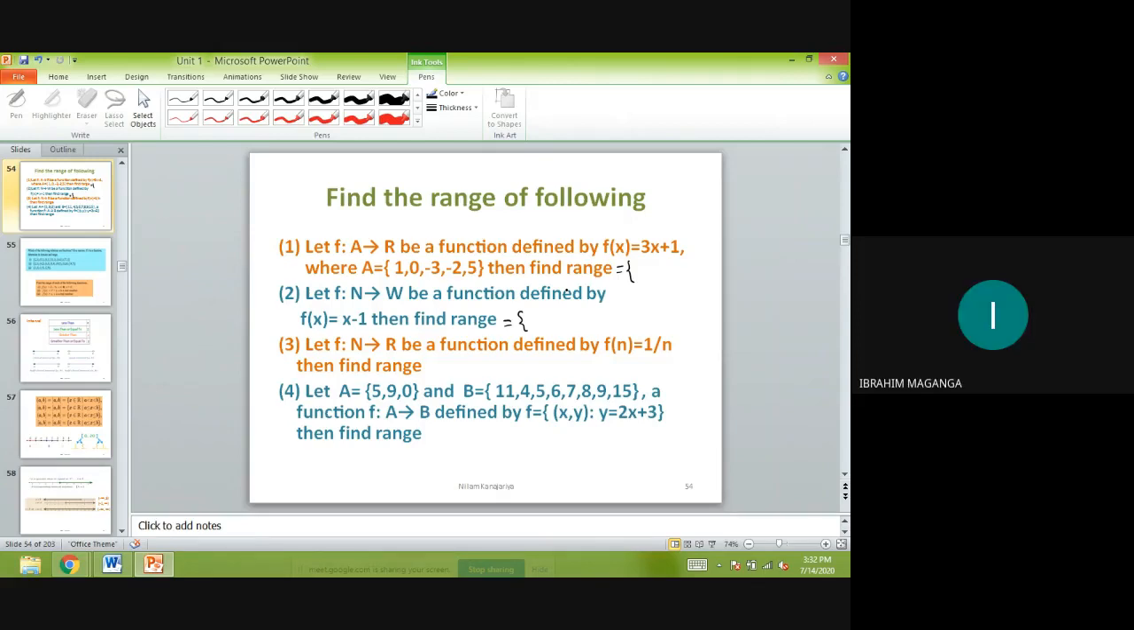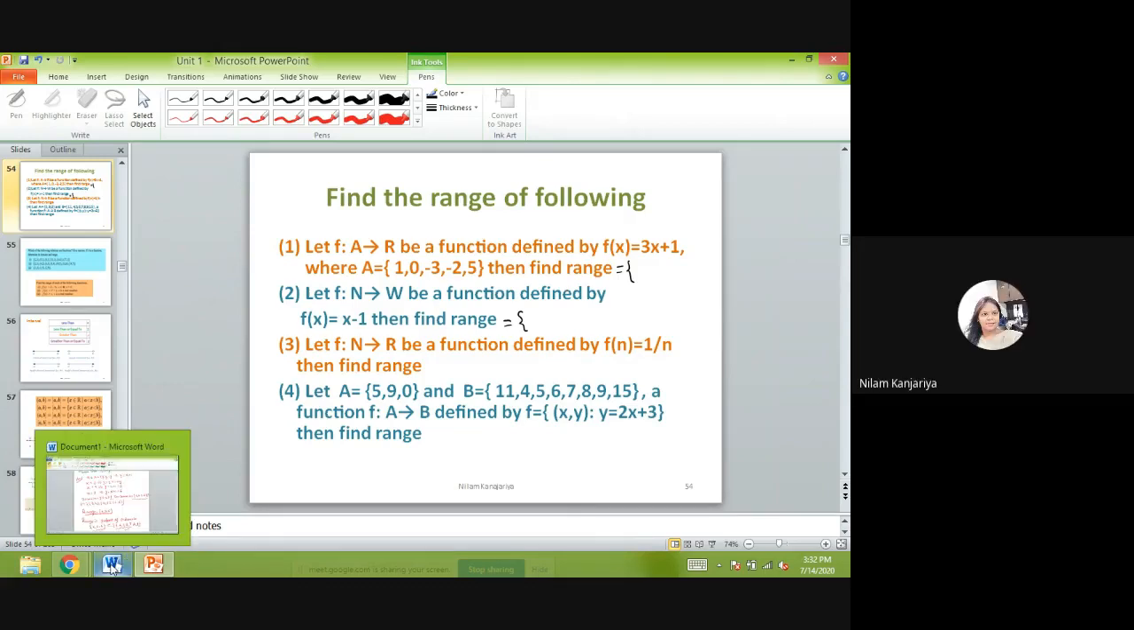I got the confusion. Here the domain is not given. Look at question number 2.